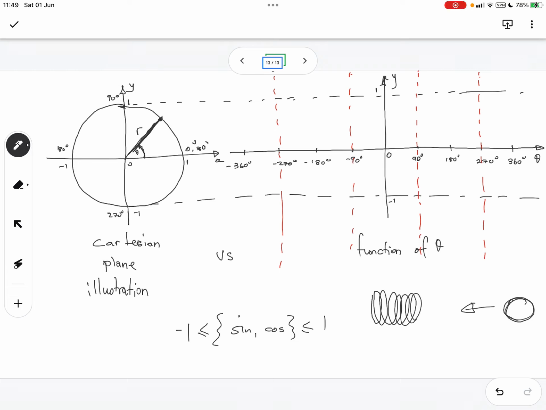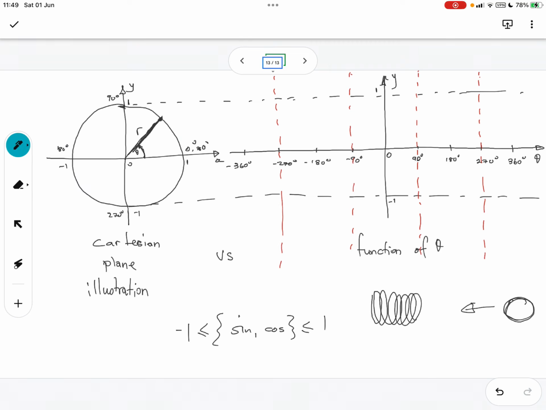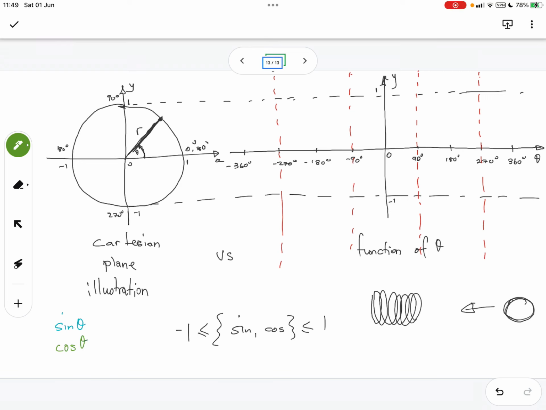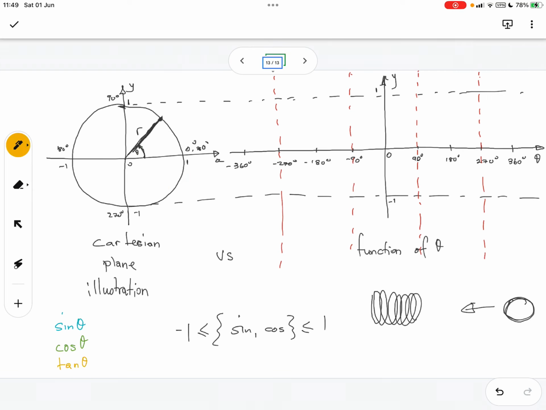But we're going to start with sine because it's the convention. So I'll put the sine graph in blue, so sine theta will be blue. I'll put cos in green, and I'll put tan in yellow. This way we'll be able to identify what's going on despite the mess, right?